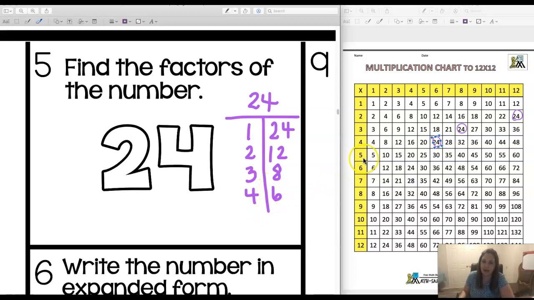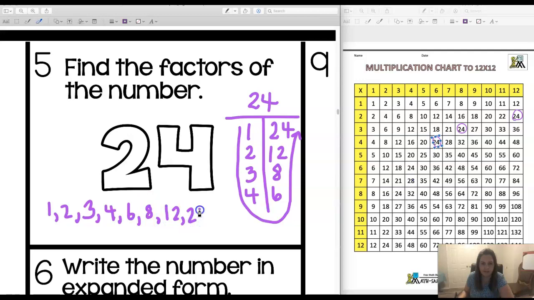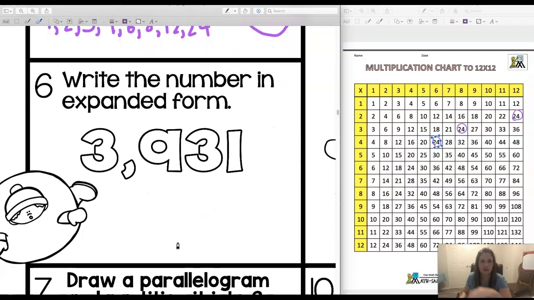And then the next would be 5, but I know this does not end in a 0 or a 5, so it will not have 5 as a factor. And the next number is 6, and since I already have 6 on here, now I know I'm finished. I have all the ones. So to list your factors, you're going to start on this side and list them in order and then come back up the other side. So it's going to say 1, 2, 3, 4, 6, 8, 12, 24. Those are your factors.